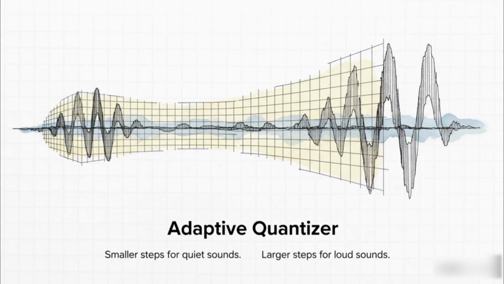But why stop there? We can get even smarter. Human speech isn't uniform. The volume and power change all the time. So the next step is adaptive DPCM. This version has a quantizer that actually adapts on the fly. It uses smaller, more precise steps when you're whispering and larger steps when you're shouting, squeezing every last bit of efficiency out of the signal.